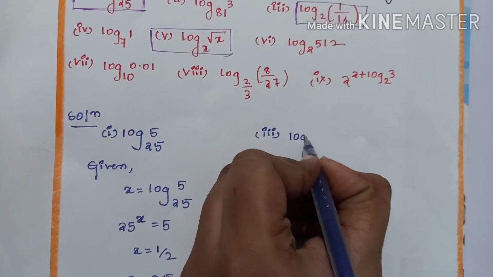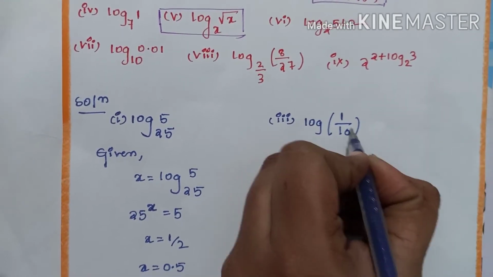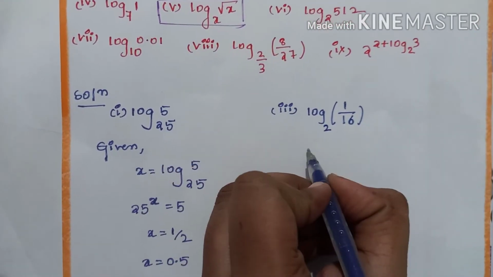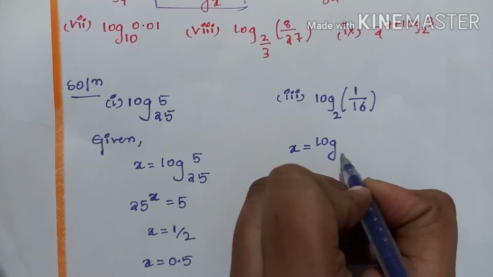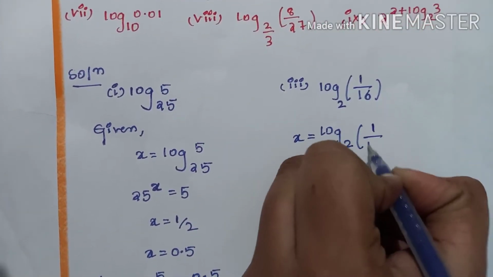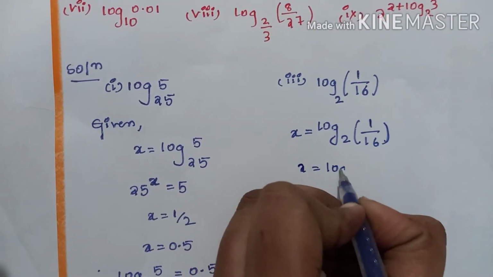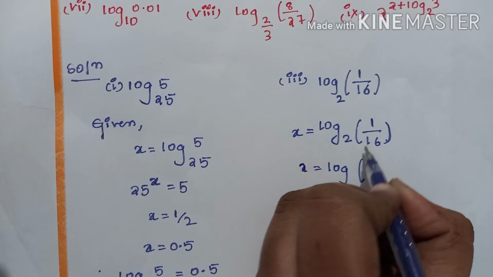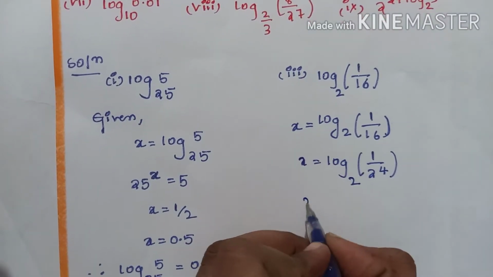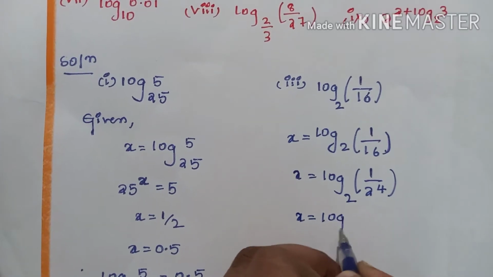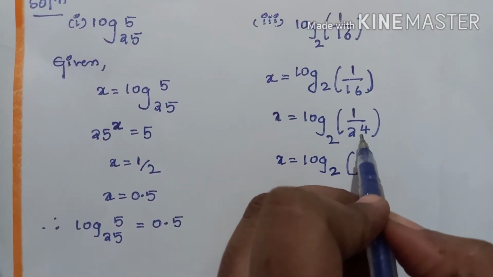The third question is log 1 by 16 to the base 2. So now this is also assuming it as x. x is equal to log 1 by 16 to the base 2. 1 by 16 can be written as 2 to the power of 4 in the base 2. So it's 1 by 2 power 4.